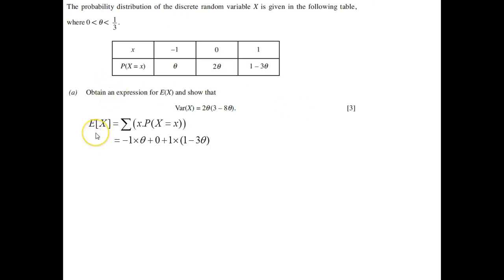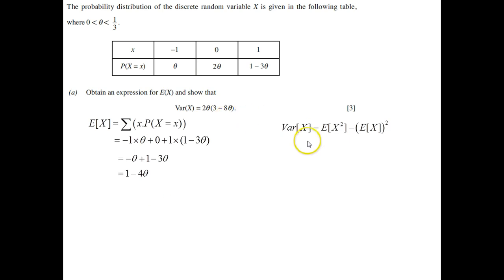So, expected value of x is each x times its probability and the sum of those. So minus 1 times theta plus 0 times 2 theta plus 1 times 1 minus 3 theta. So each x times its probability, and that works out to be 1 minus 4 theta.